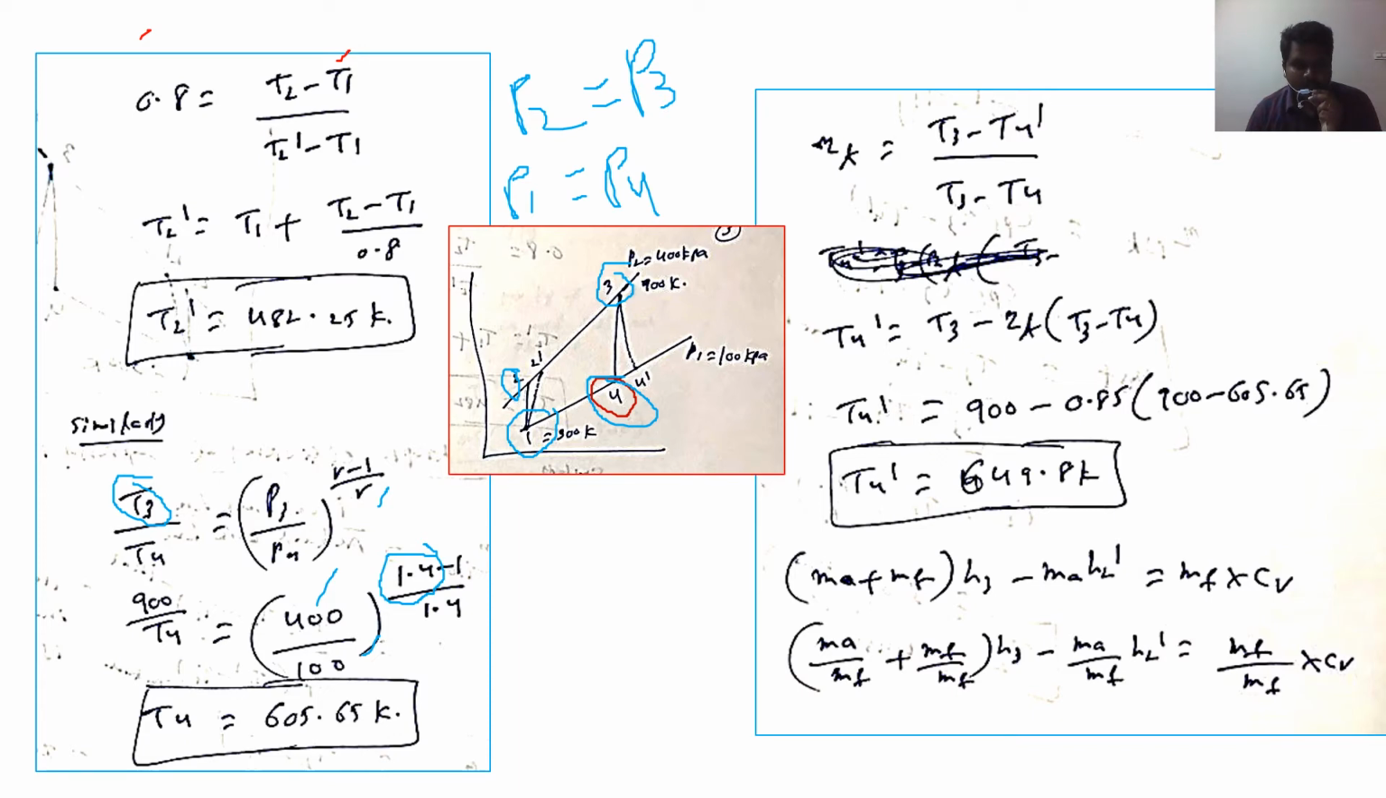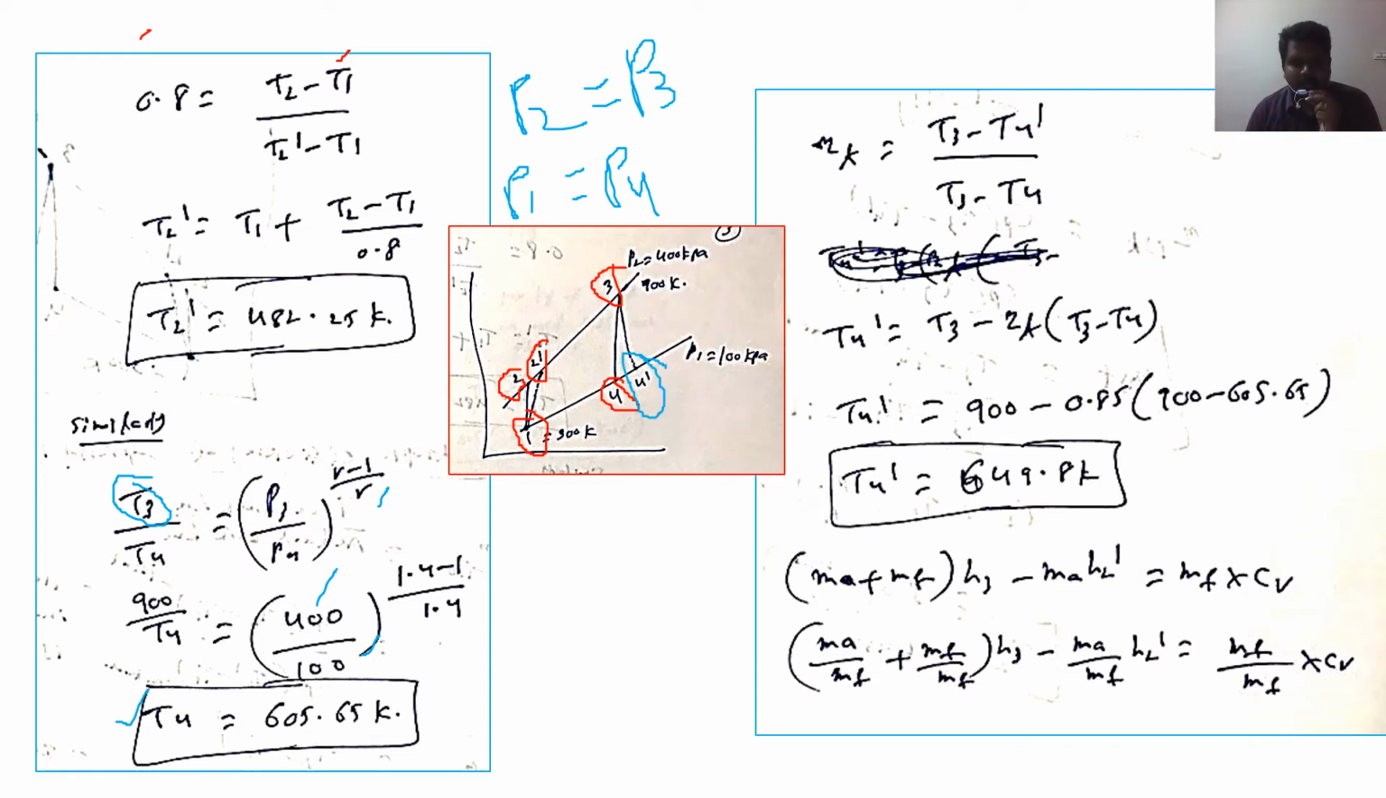So finally we can get the temperature at point 4, 605.65 Kelvin. So far we know the temperature at point 1, point 2, point 2 dash, point 3, point 4. Now let us find the temperature at point 4 dash.